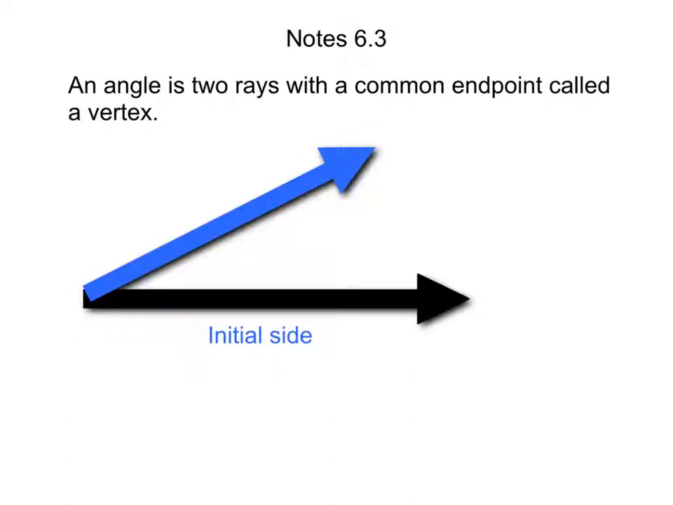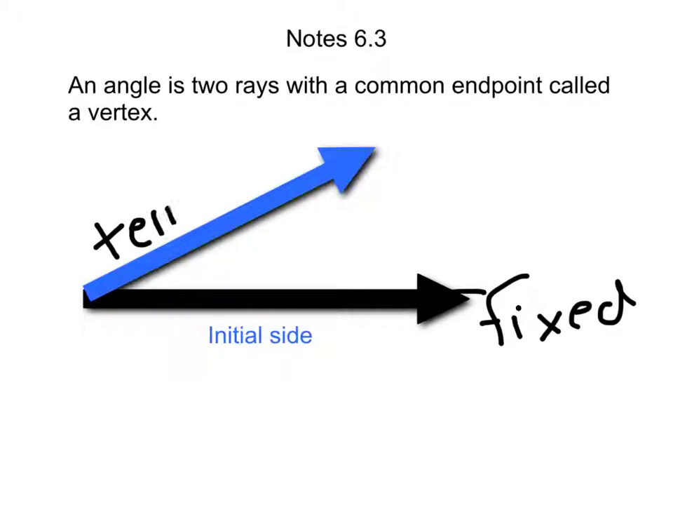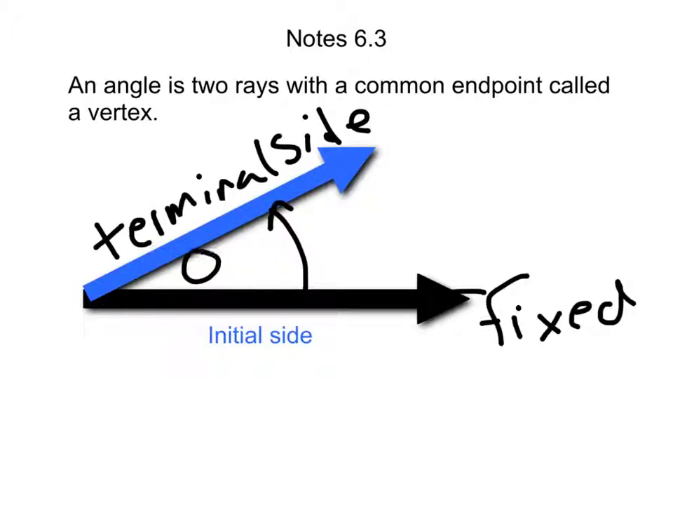Section 6.3 deals with angles and radian measure. An angle is two rays with a common endpoint called a vertex. The terminal side is fixed. The terminal side rotates. So this would have rotated up to cause my angle theta.